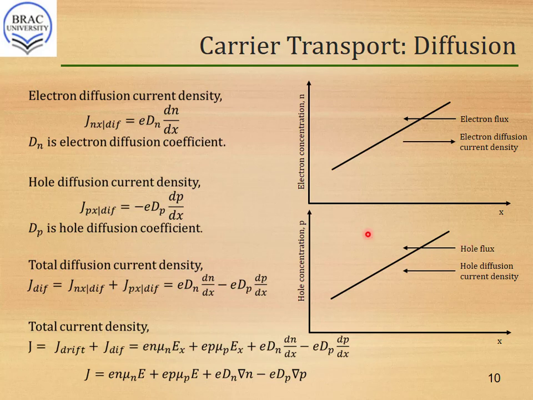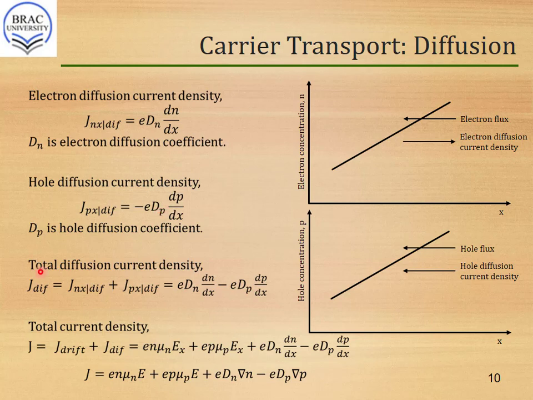Previously, we got a plus sign, as the electron diffusion current density was in the positive x direction. Now we will have a similar equation for hole diffusion current density. The difference is we will have a minus sign in front that will denote that hole diffusion current density is in the negative direction. The constant here is dP. dP is the hole diffusion coefficient.